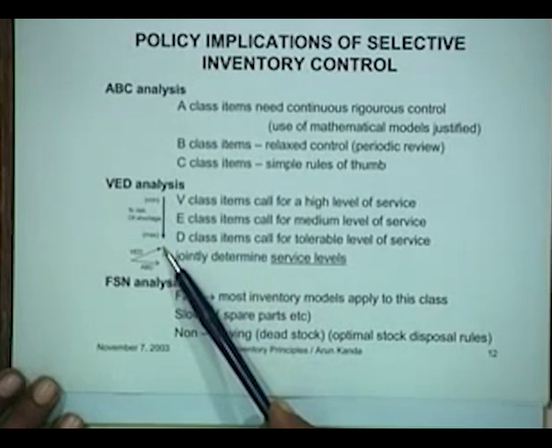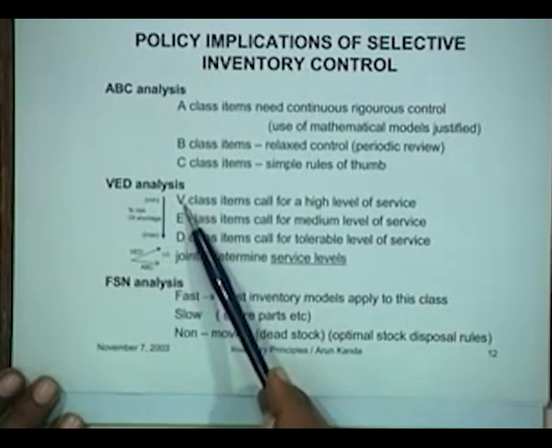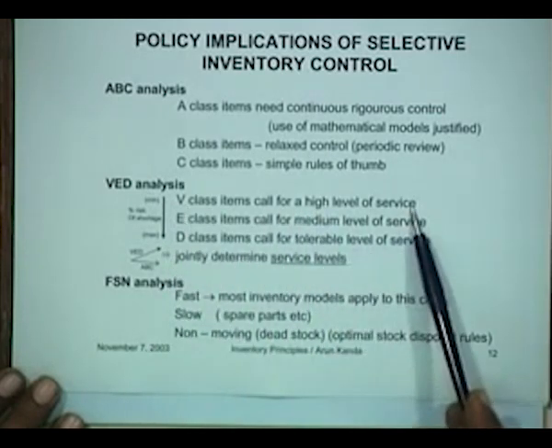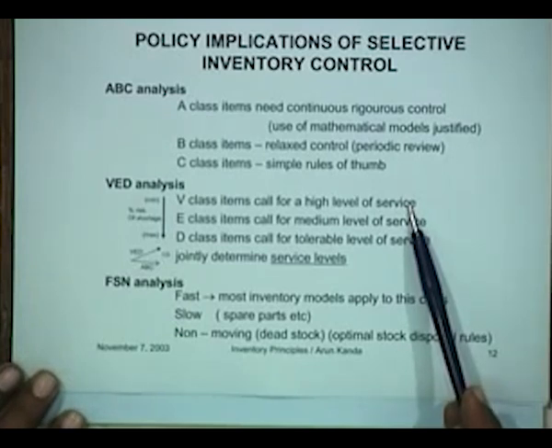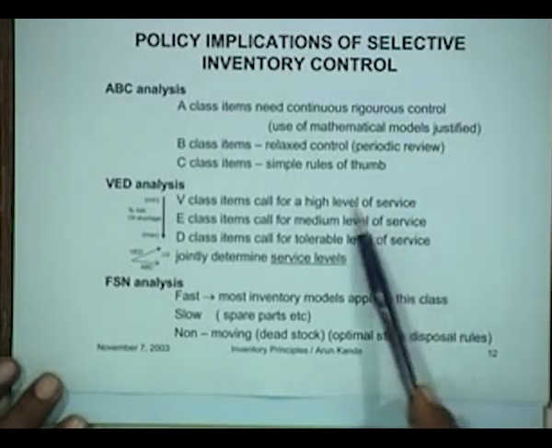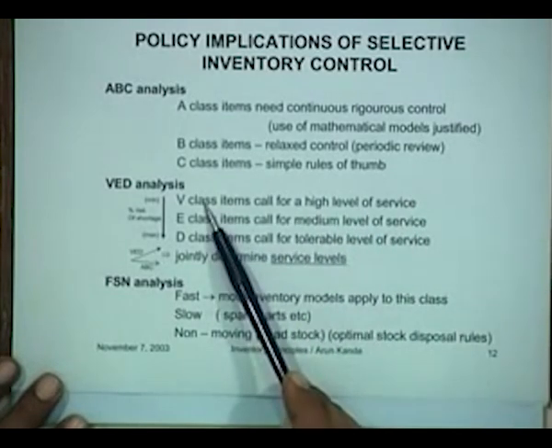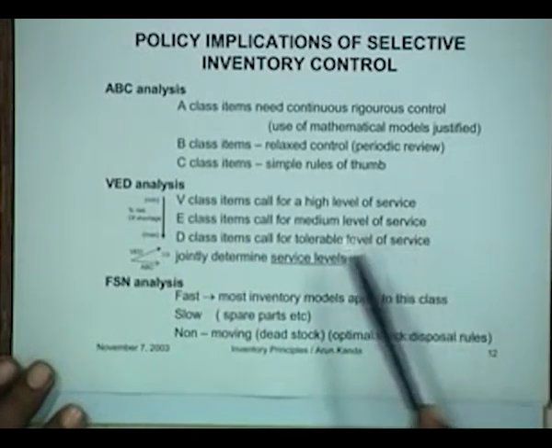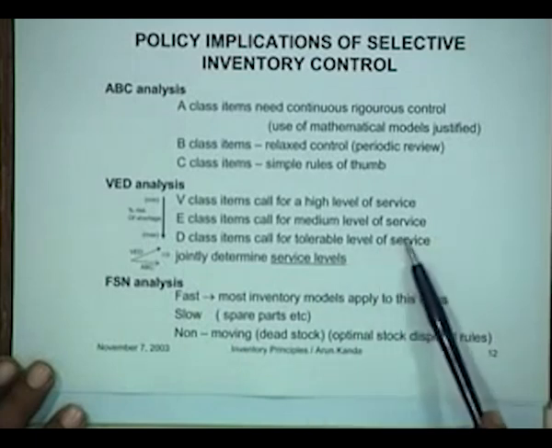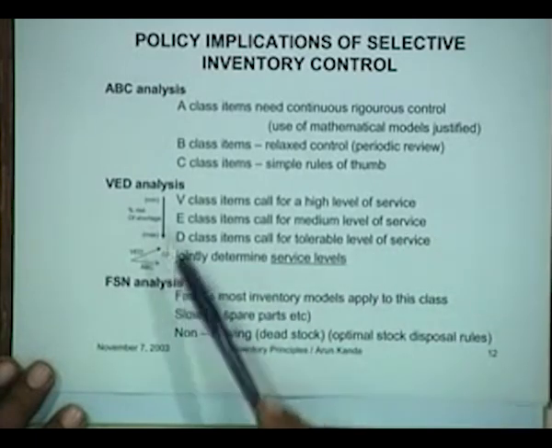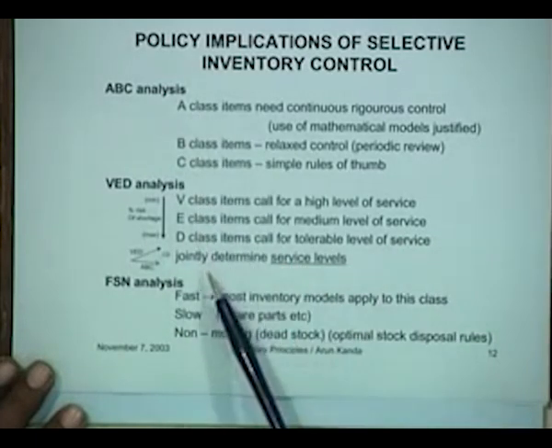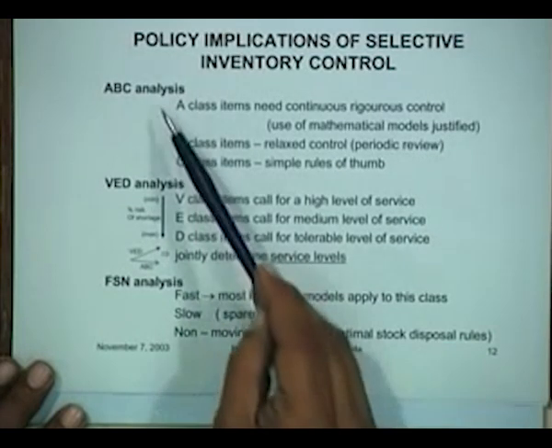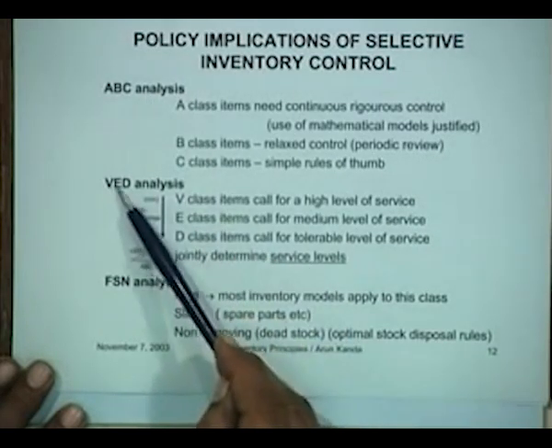As far as VED analysis is concerned, V class items call for a high level of service because they are vital. Therefore, you should have them in stock when they are needed. So the probability of a stock out should be small. That means you need a high level of service for these items. And E class items call for a medium level of service, and D class items call for a tolerable level of service. And therefore, what we are basically trying to say is that the service levels are determined jointly by whether an item is ABC or VED.